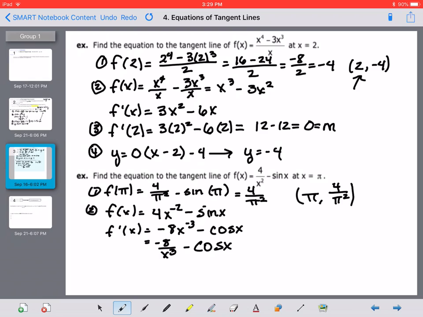To do that, my step 3 is plugging in. So f prime of pi. I get negative 8 over pi cubed minus cosine of pi. So we have negative 8 over pi cubed minus, and the cosine of pi is in fact negative 1. So negative 1 minus a negative 1 will make that a positive 1. Now, pretty ugly. So go ahead and write that down really quickly because I'm going to erase so that I can make some more room.